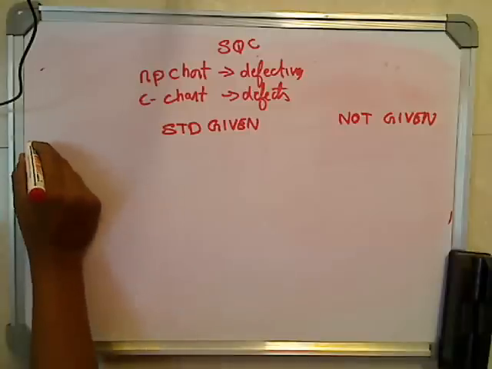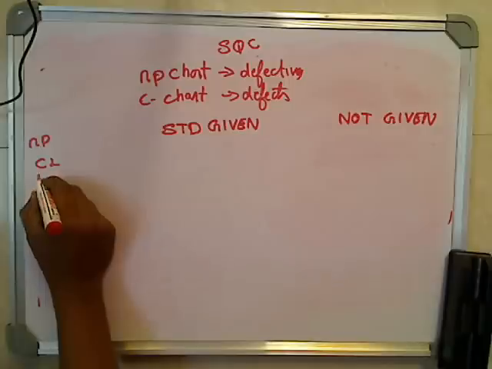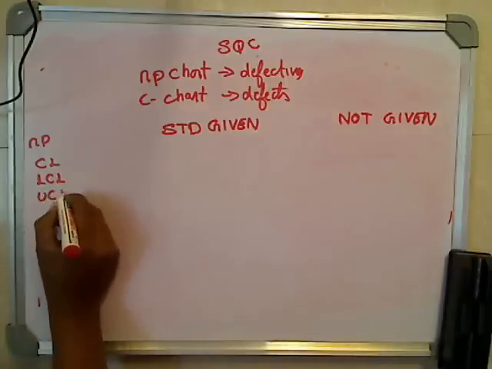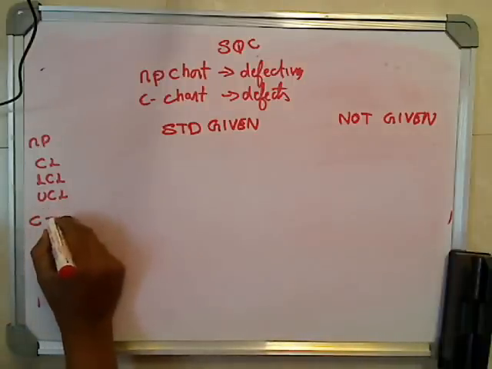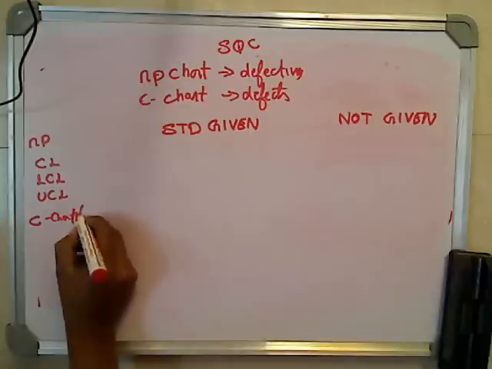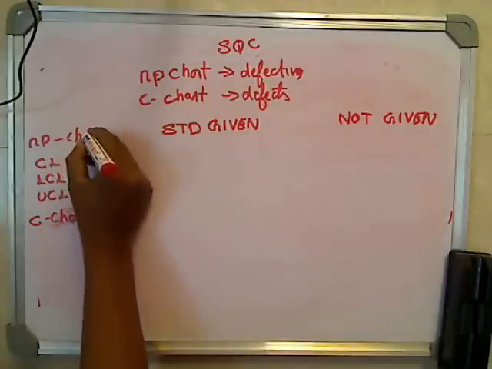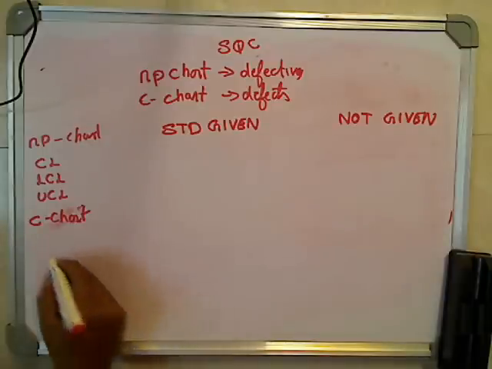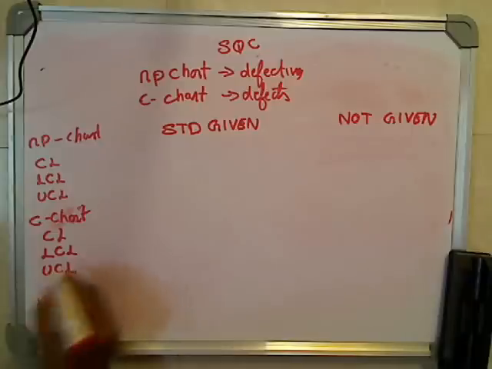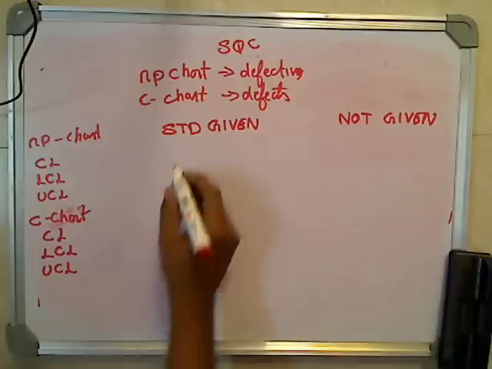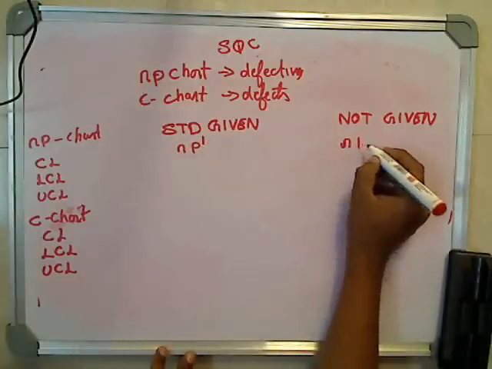The first set of formulas I'm going to write would be for the NP chart. Okay, here CL, the lower control limit and the upper control limit. The second set would be for the C chart. Okay, C chart. And P chart. Now, here as well, CL, lower control limit and upper control limit. Now, in case the standards are given, N, P, and small p.